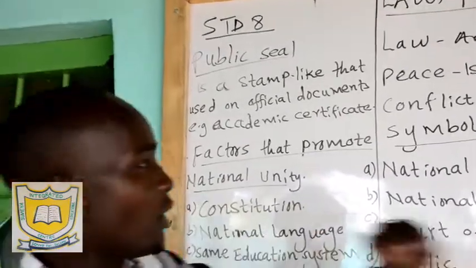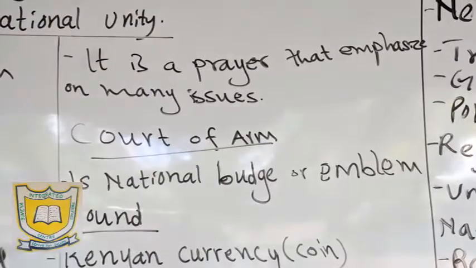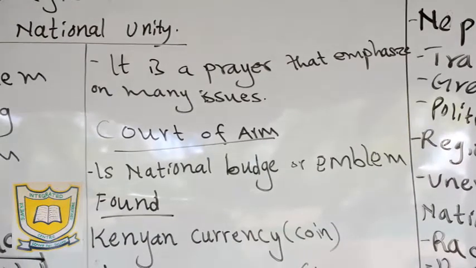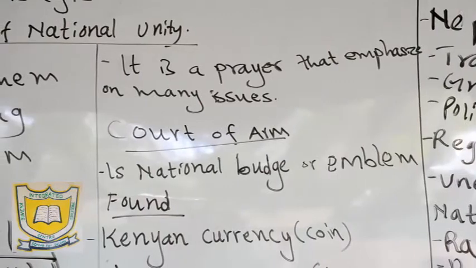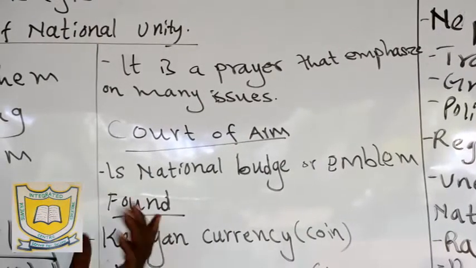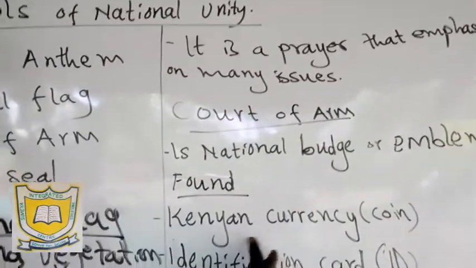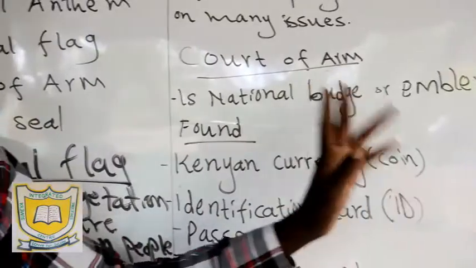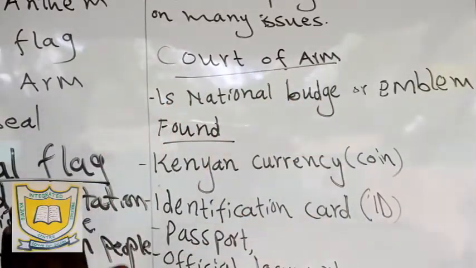And then we have the coat of arms. The coat of arms is here. A coat of arms is a badge or an emblem. It's a badge which represents the national government, the government of Kenya, anywhere you go. So where can the coat of arms be found? We have the Kenyan currency. Currency is money, and I've said the coin. Any coin, 5 shillings, 10 shillings, behind it you have the coat of arms with two lions.